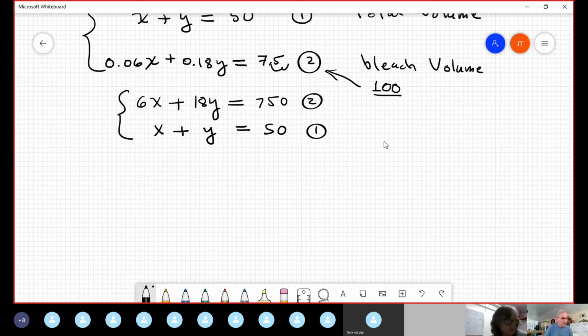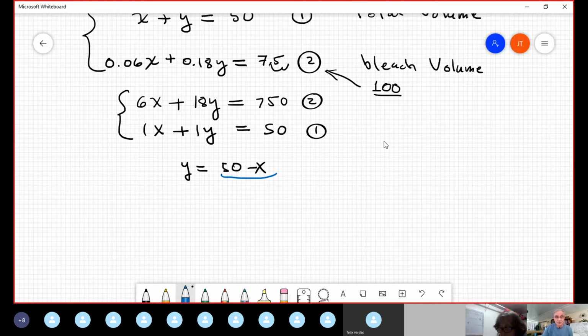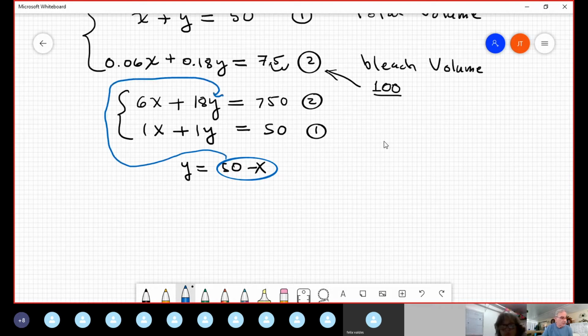Exactly. Okay, I don't know the way that you are doing, but I am doing one way. I need to make a decision. I take the easier equation, equation 1, where the coefficients are 1 and 1. I solve for y. Another student maybe solves for x. And substitution is expressed where? In the other equation, in the y place. So it's 6x plus 18 times parentheses 50 minus x equal 750.